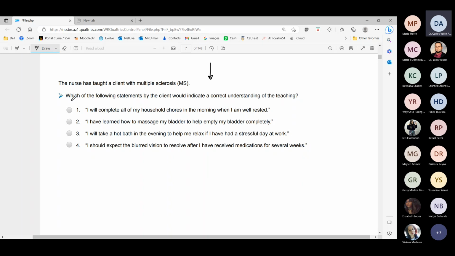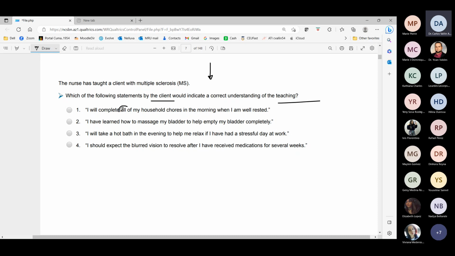So let's see the question. Which of the following statements by the client, so the client saying stuff, indicates a correct understanding of the teaching? Okay, so we are going to look for the correct statement. The options are: I will complete all my household chores in the morning when I am well rested.